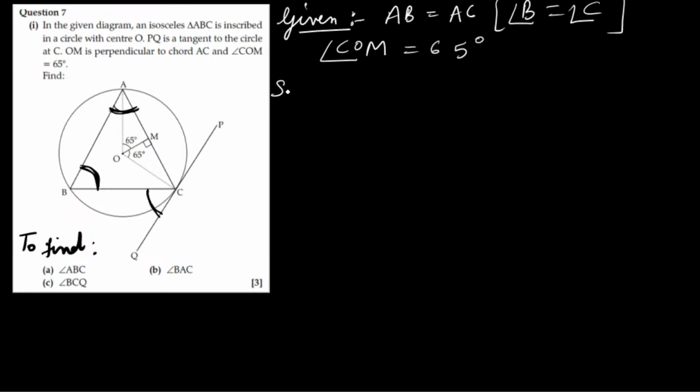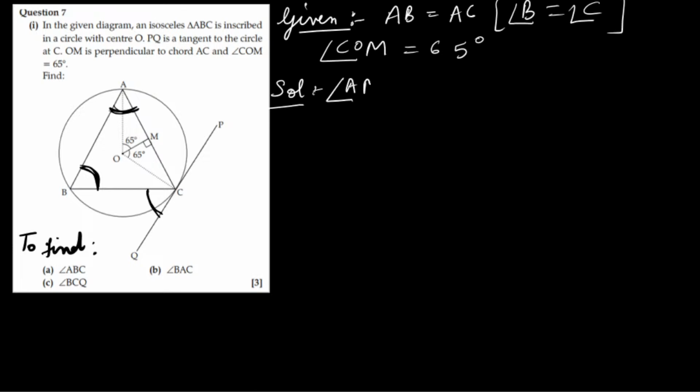Okay, so let's start the solution part. The first angle we have to find is ABC. So what will be the value of ABC? This is very simple. What is the value of angle ABC? Let's see who gives the answer. Angle ABC is equal to 65 degrees.